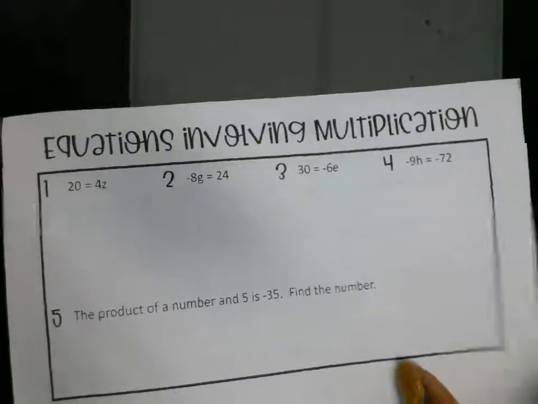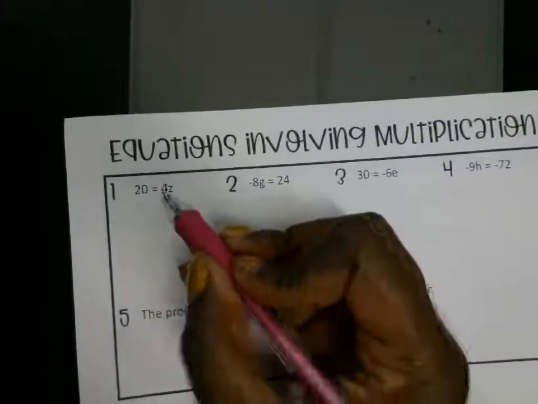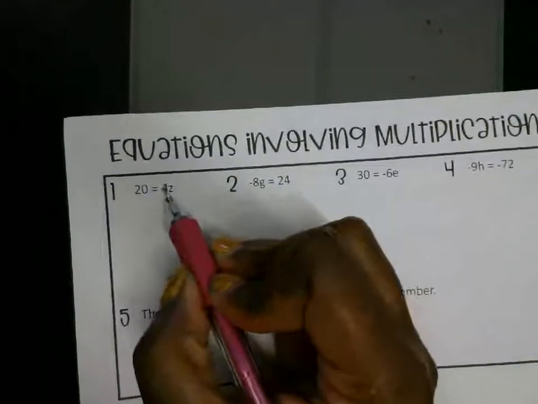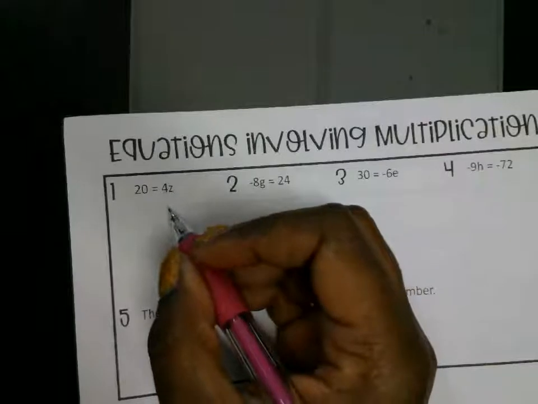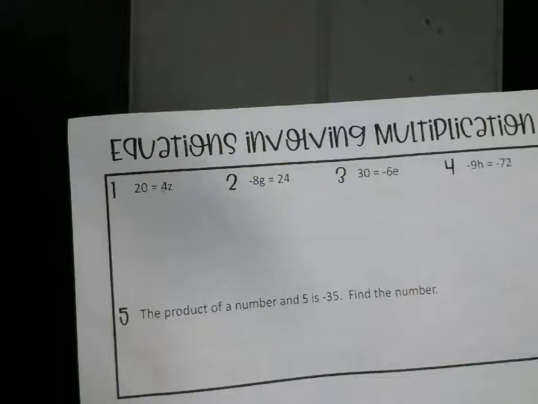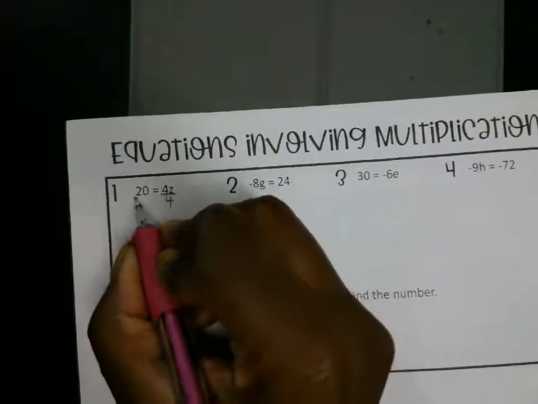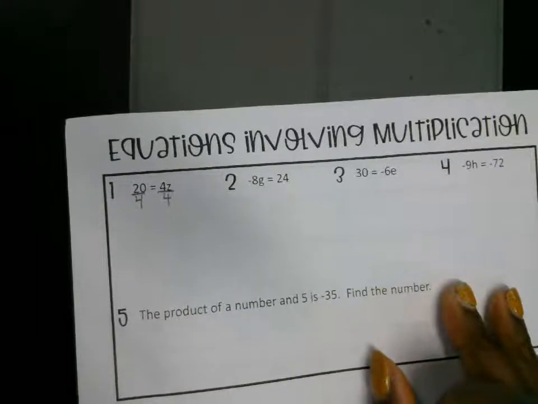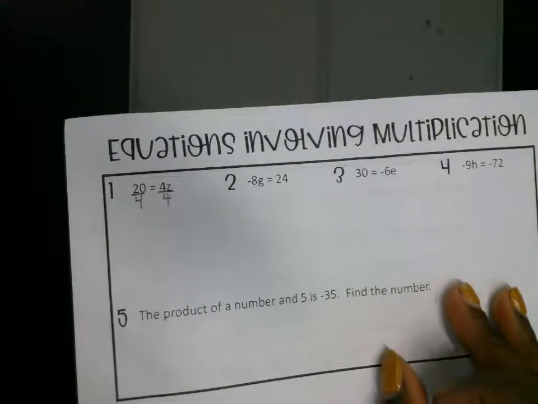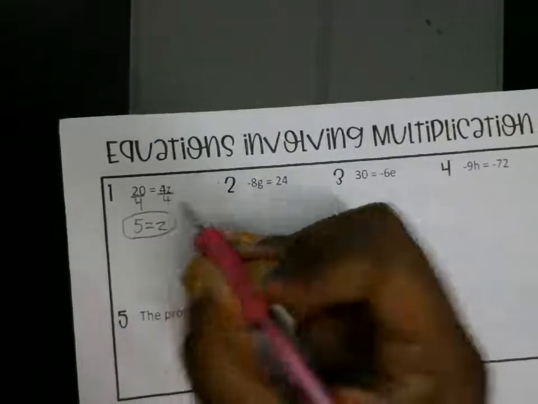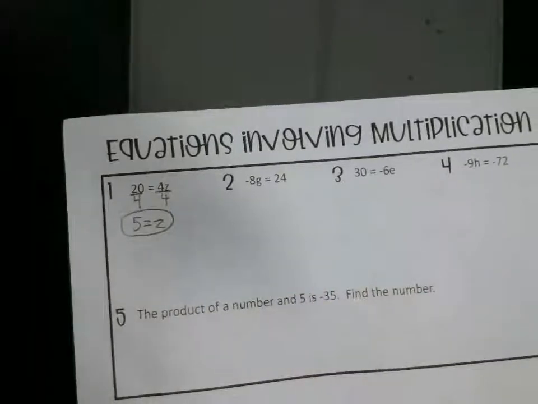When you are multiplying here, the coefficient attached to the x, the operation in the middle between the coefficient and a variable, is multiplication. What's the opposite of multiplication? Division. So we're going to divide both sides by 4 to isolate z. What is 20 divided by 4? 5. So z is equal to 5, or 5 is equal to z. Same thing.